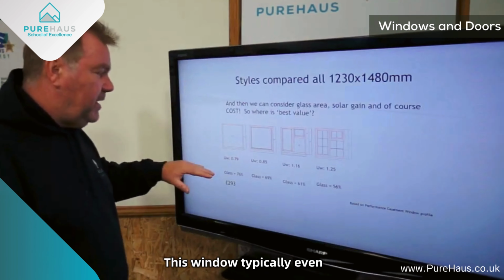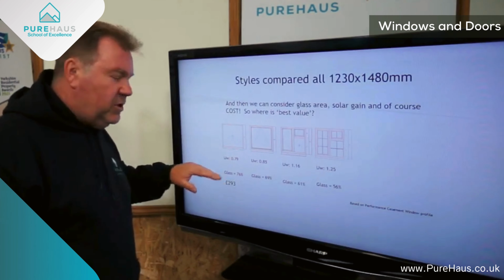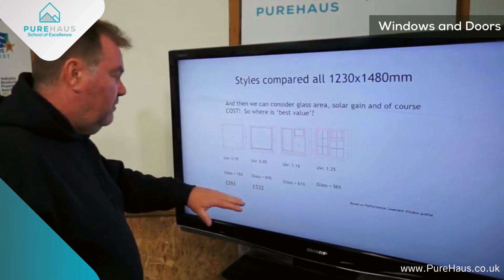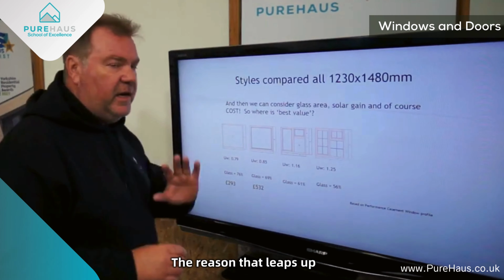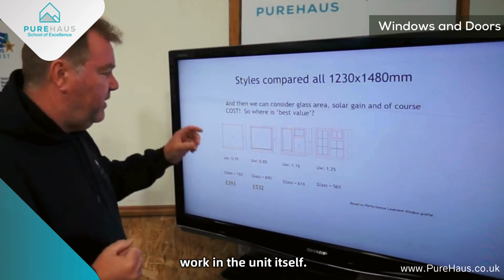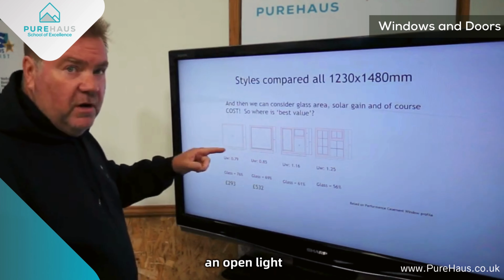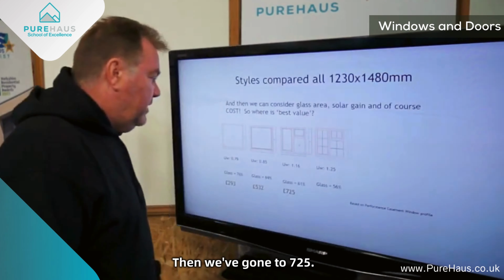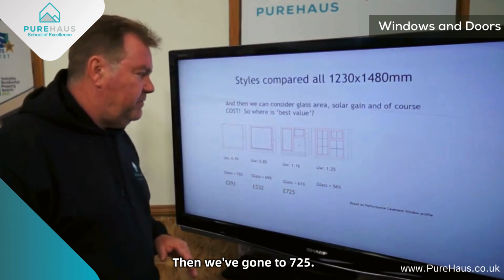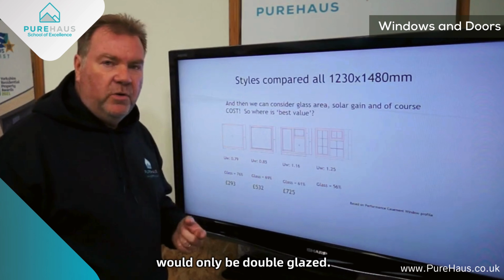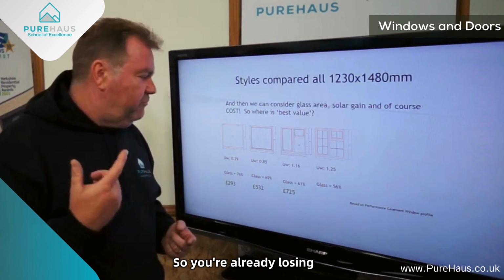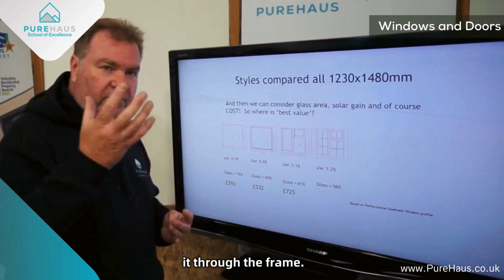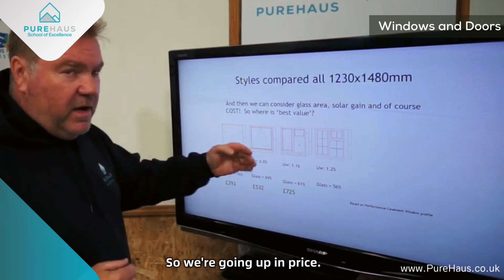This window, typically, even with a triple glazed unit, is £293. This one is £532. The reason it leaps up is because you've got a lot more work in the unit itself, because you've got an opening light, still with triple glazing. Then we've gone to £725. Now, typically this style would only be double glazed. So you're already losing thermal efficiency through the glass, as well as losing it through the frame. So we're going up in price.